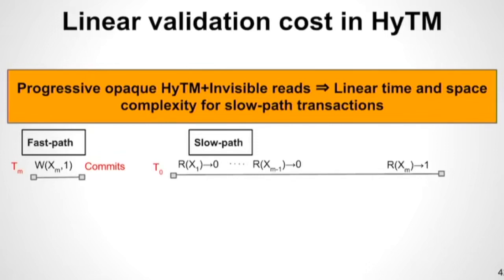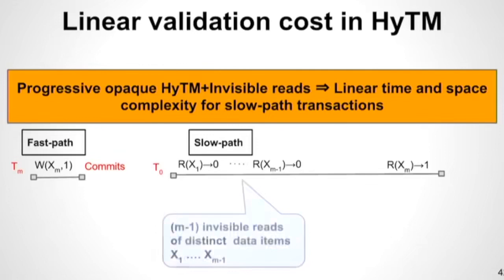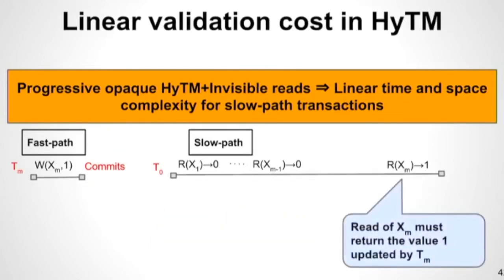So this is a slow path transaction. It doesn't exploit cache coherence. So you have these reads which are pretty much invisible, right? Reads don't modify the memory. At least ideally we wouldn't expect the read implementation to modify the state of the memory. And as you can imagine, this read of xm must actually return 1. This can't return 0, right? Because a previous transaction changed the state of this memory of xm.